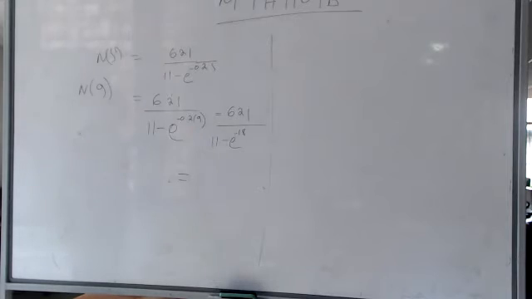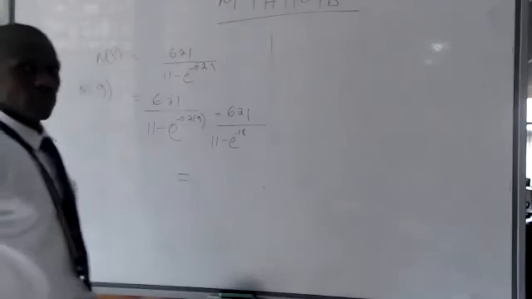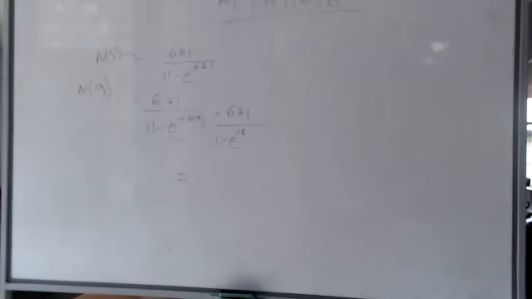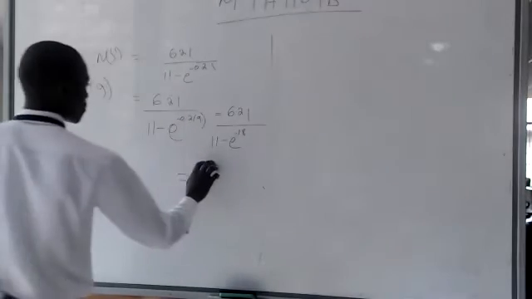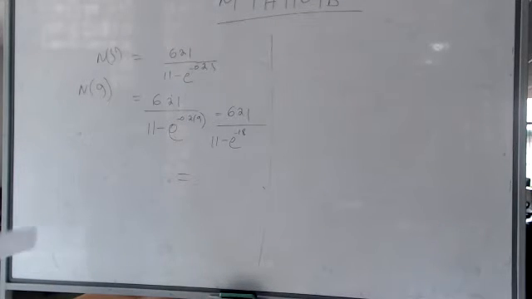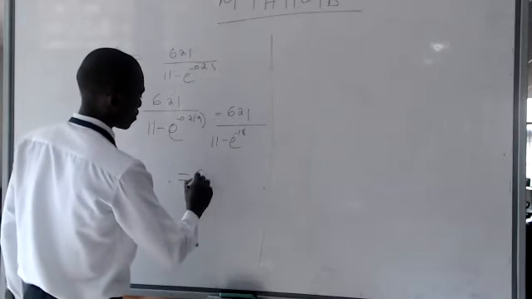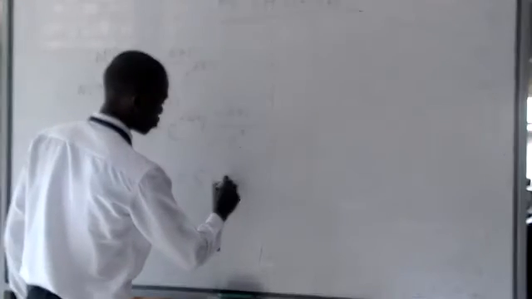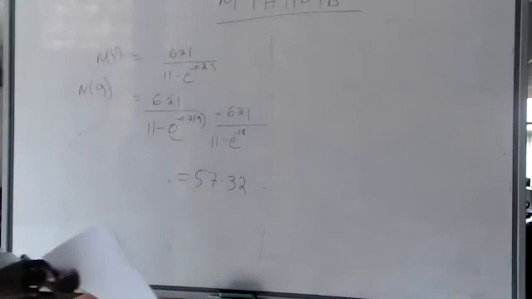What's this in the calculator? What did you get? 57.32. 57.32.